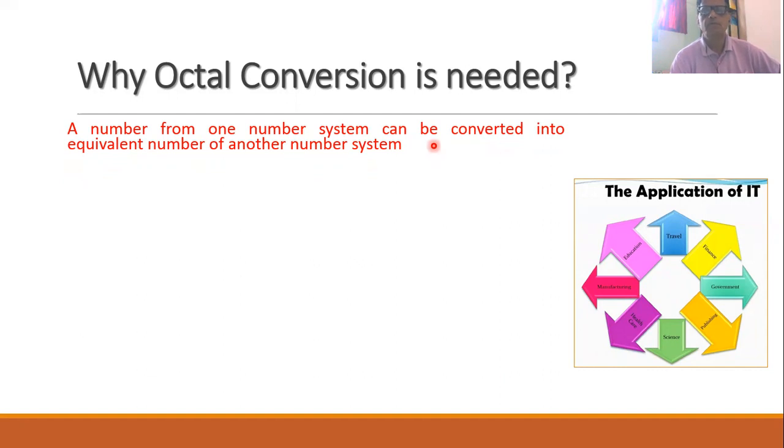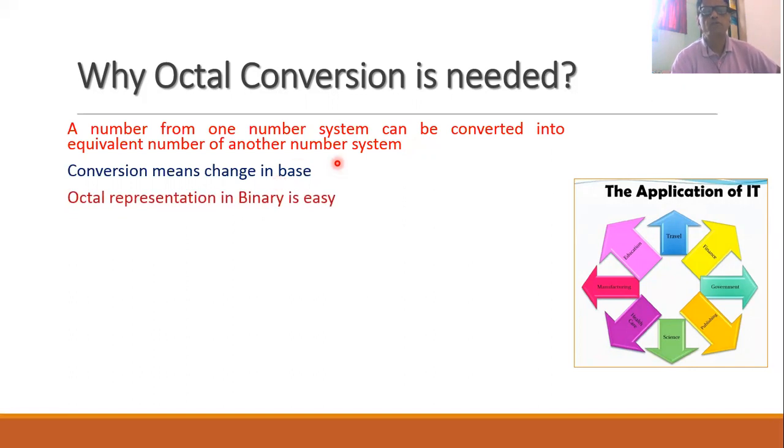A number from one number system can be easily converted into an equivalent number in another number system. When we convert a number from one number system to another, what exactly we are doing is changing the base of the number. Now, why should we go for the conversion of octal numbers? The biggest advantage with octal numbers is that binary representation is very easy. Any given binary number can be very easily represented in its octal form.